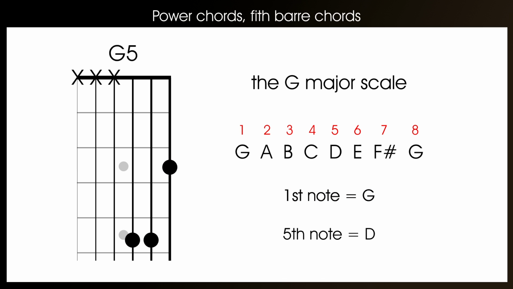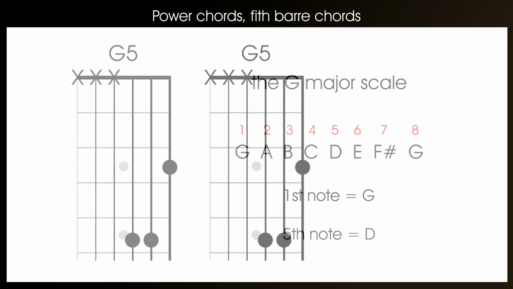In the middle between these 2 notes is the 5th note of the G major scale, and that is the D. And you can work that out. 1 is G, 2 is A, 3 is B, 4 is C, and 5 is D. And this is why it's called a G5, because it only consists of the G and the 5.